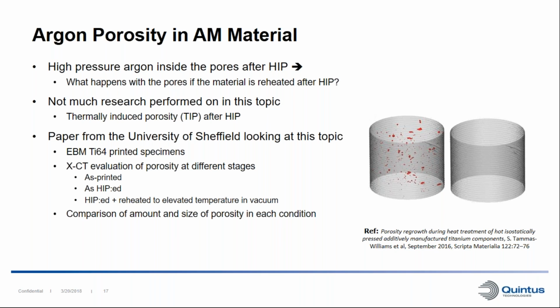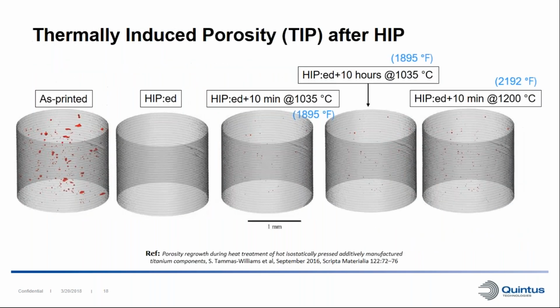And they have been printing EBM Ti-6Al-4V samples. And then they've been evaluating these specimens with X-ray CT scanning in different stages. So they've been looking at the as-printed condition, the as-hipped condition, and also hipped samples that they've then heat treated at elevated temperature in a non-pressurized environment. And then they've been comparing the amount and size of porosity in each condition.